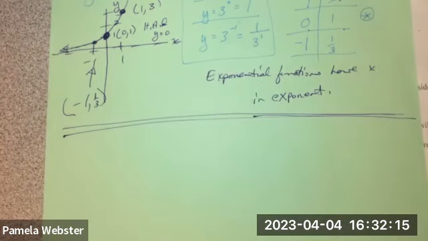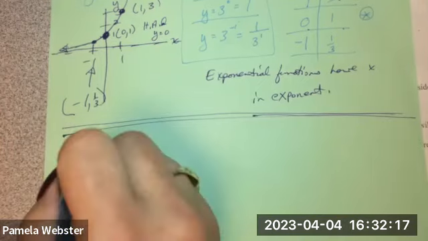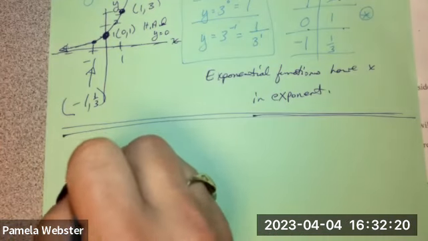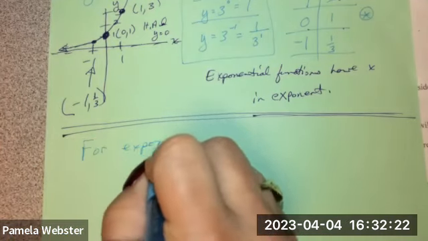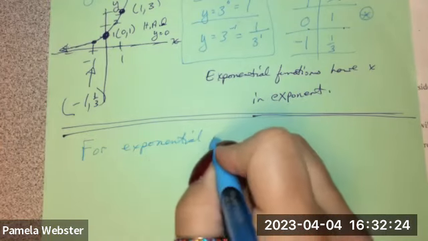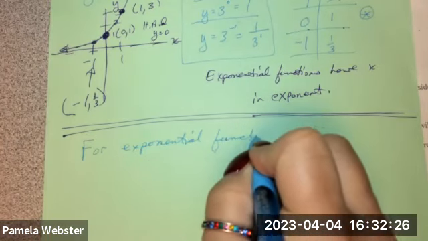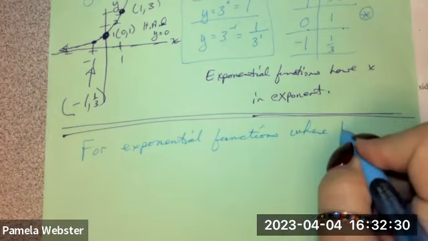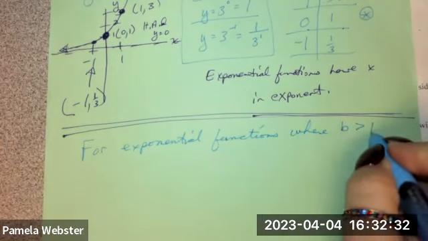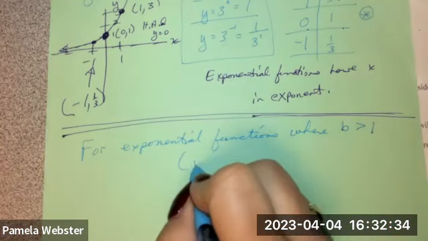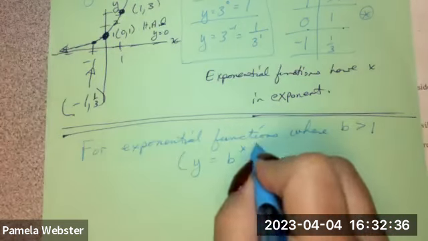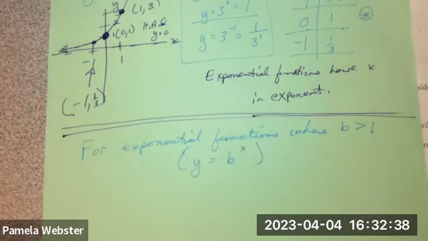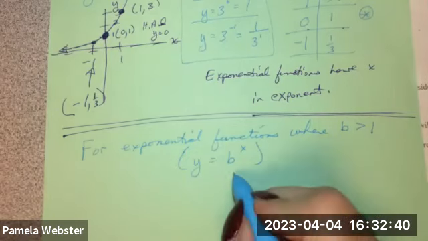Okay, so here's some always stuff, and that's unusual. We don't have tons of always in this class, but here's what it looks like. For exponential functions where b is greater than 1, y equals b to the x is what we're talking about. That's my, b is my base.